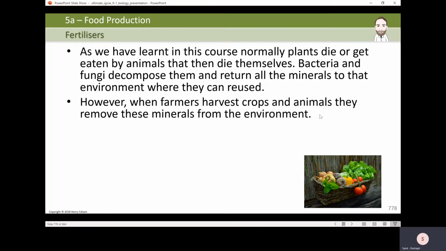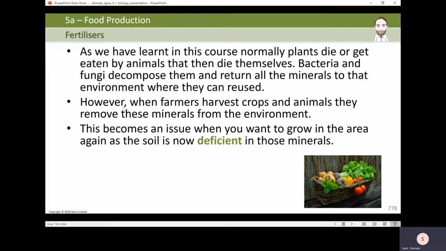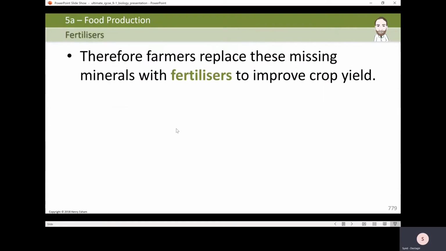However, when farmers harvest the crops and animals, they remove these minerals from the environment. What does harvest mean? That means take them out of the ground, and that's why the farmers remove these minerals. This becomes an issue when you want to grow in the area again, as the soil is now deficient in those minerals. Deficient, you need to know what that means. And it's not the opposite of efficient. Deficient means not enough. Therefore, farmers replace these missing minerals with something called fertilizers to again improve crop yield. Farmers do things for a reason, to ensure that crop yield is maximized.